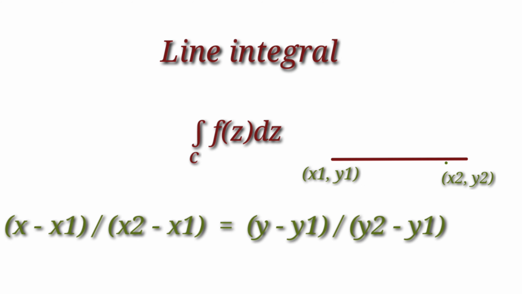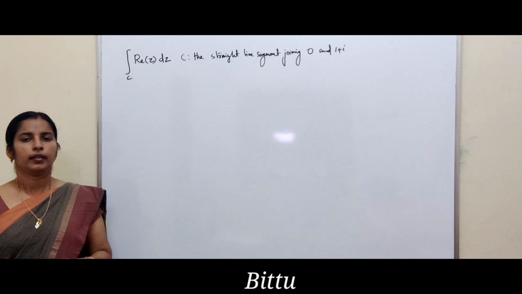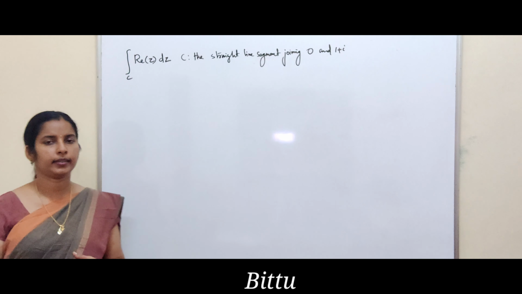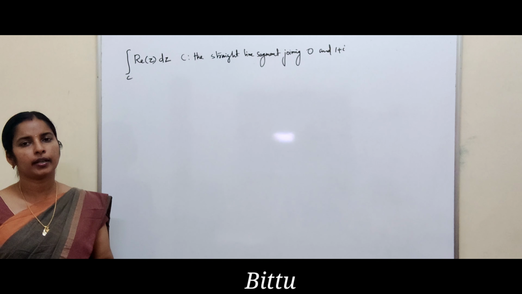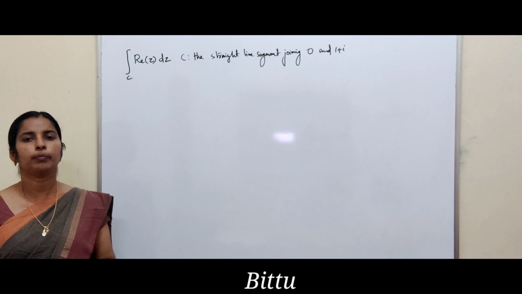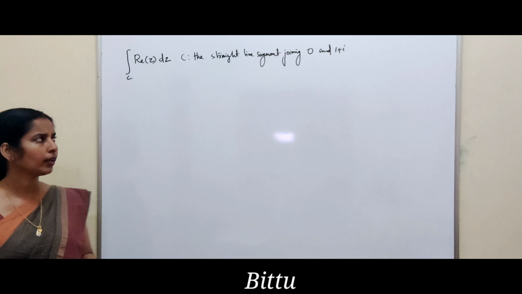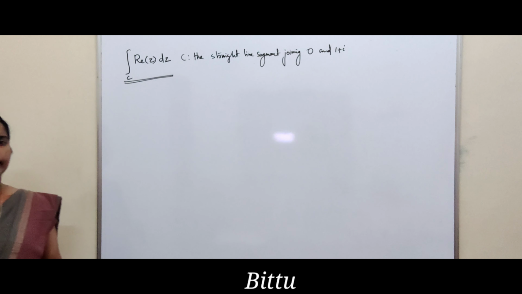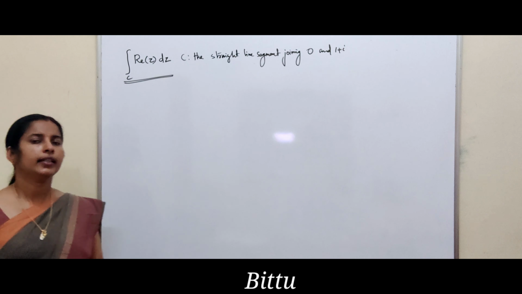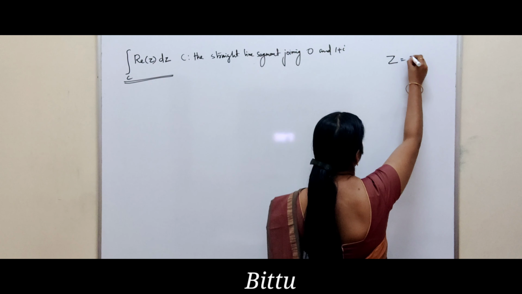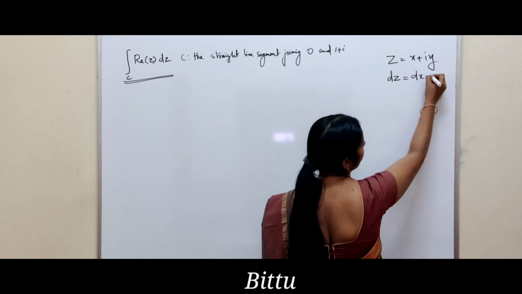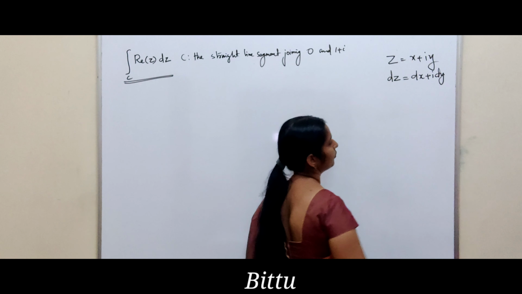Let me evaluate a few problems. We have to evaluate integral over C, real z dz, where C is the straight line segment joining 0 and 1 plus i. Here we have to evaluate integral over C, real z dz. See, in all these questions, z is always x plus iy. So what is dz? dz is dx plus i dy.